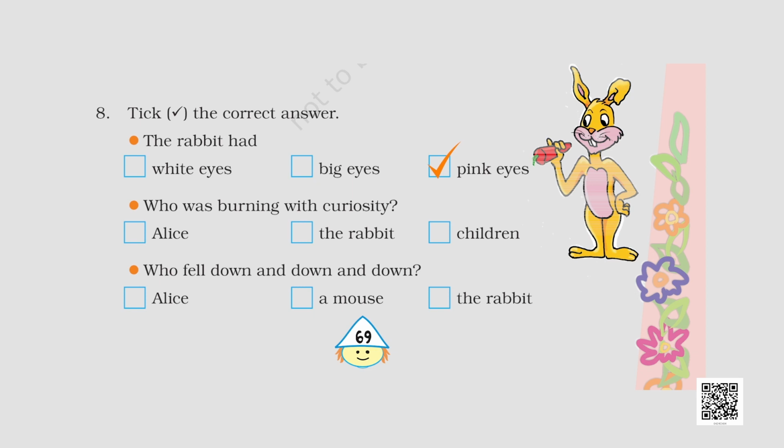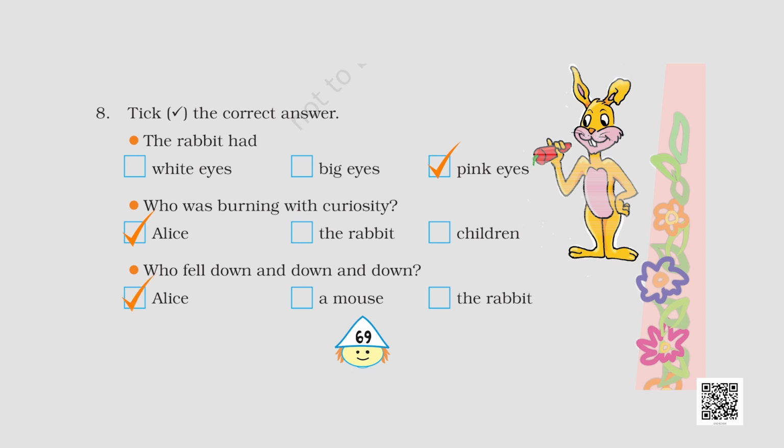The next. Who was burning with curiosity? Alice, the rabbit, or children? Yes, Alice was burning with curiosity. The third one. Who fell down and down and down? Alice, a mouse, or the rabbit?